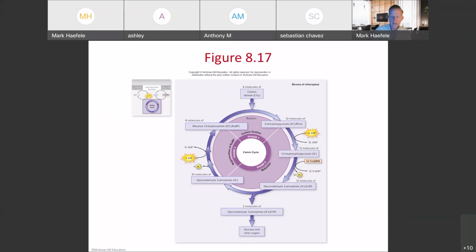So here you can see Rubisco is going to take your RuBP and attach your CO2 to it, and then it's basically going to turn it into 3-phosphoglycerate.